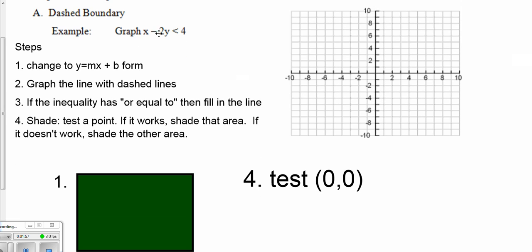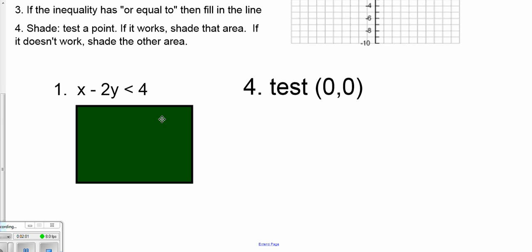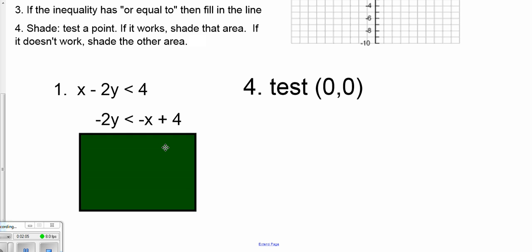We have x minus 2y is less than 4. That's where we start. So first, we're going to subtract x from both sides. Get rid of it here. Put a negative x because it was subtracted right here. So negative 2y is less than negative x plus 4.